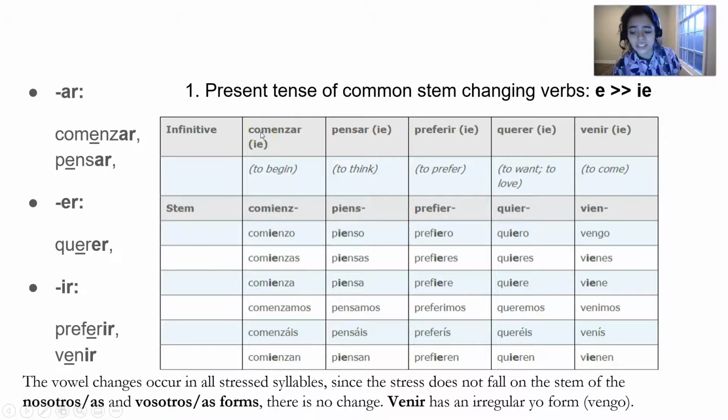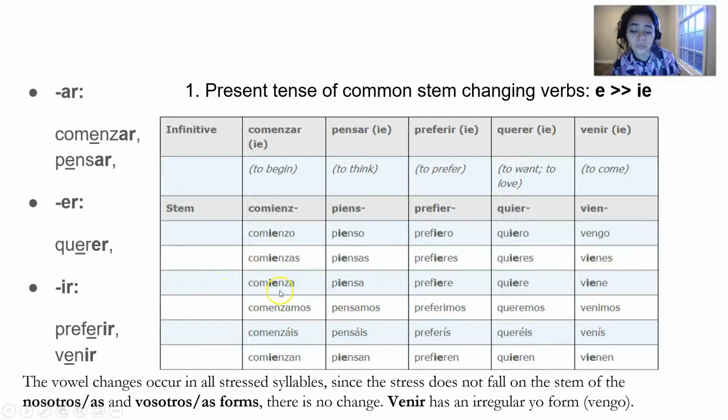So the vowel changes occur in all stressed syllables. Since the stress does not fall on the stem of the nosotros and vosotros form, there is no change. So if you read this word, comenzar, the syllable with more stress falls on the E. So here, yo comienzo, the syllable with more stress. Tú comienzas, syllable with more stress, again here.